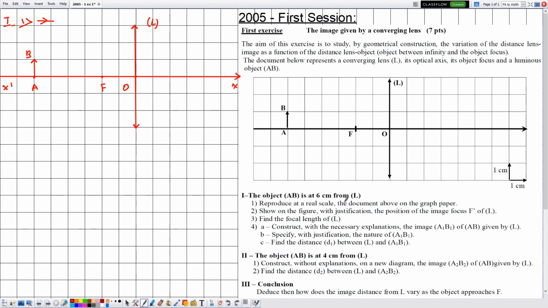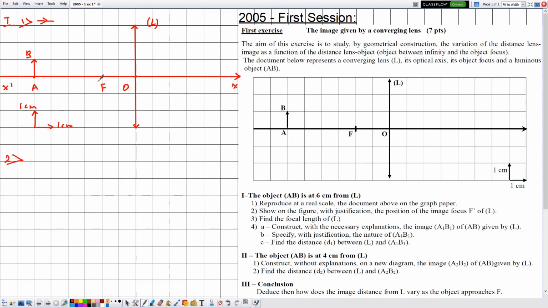Finally, the scale is a real scale, which is 1 centimeter along the x-axis and 1 centimeter along the y-axis. So this is it for number 1. Now in number 2, they are telling me show on the figure with the justification the position of the image focus f prime of L.